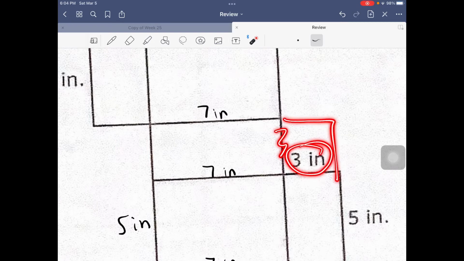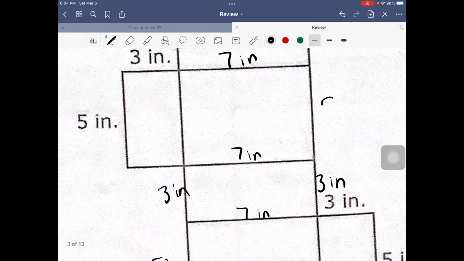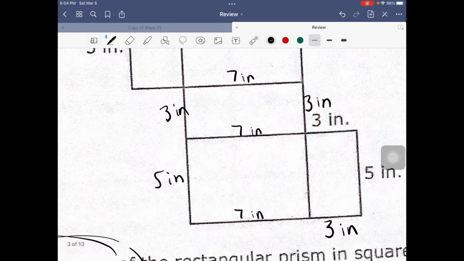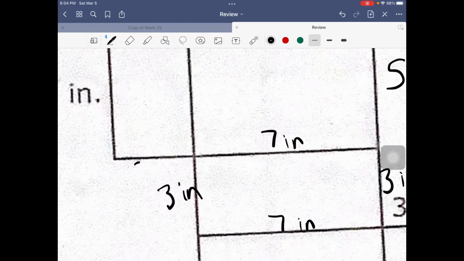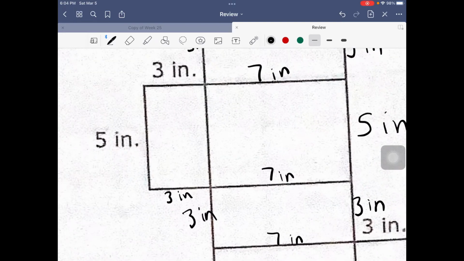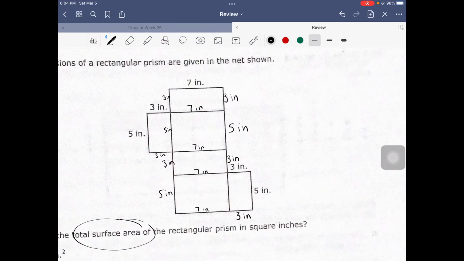This is 3 inches. This is also 3 inches. So this is also 3 inches. This is also 5 inches. 3 inches. 5 inches. And we're done.